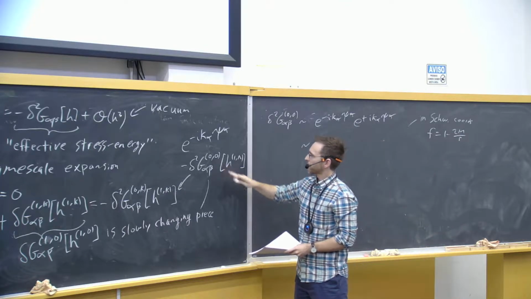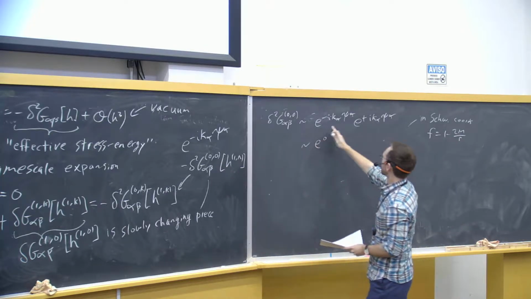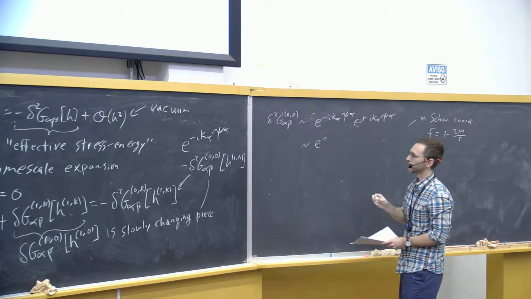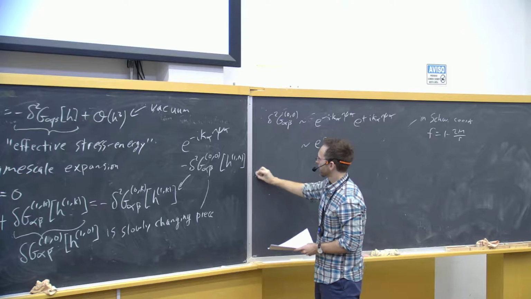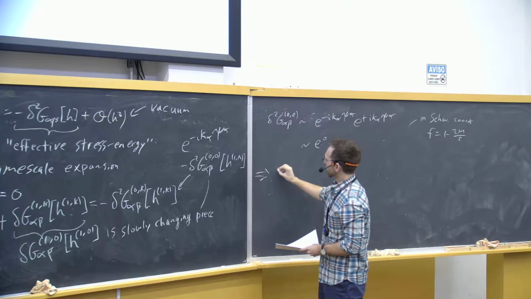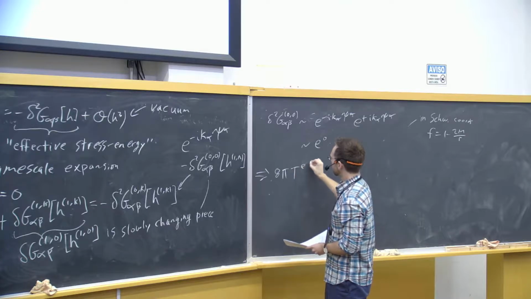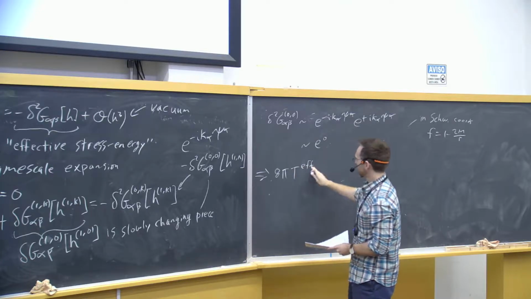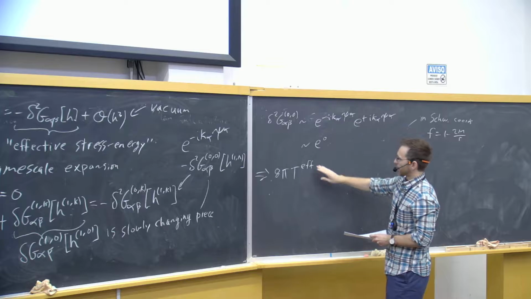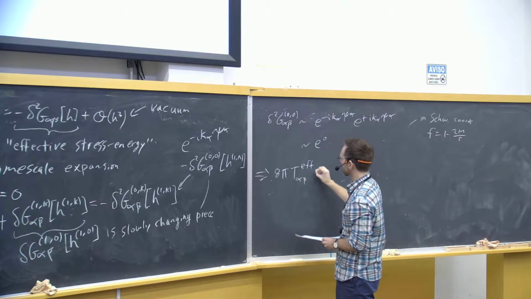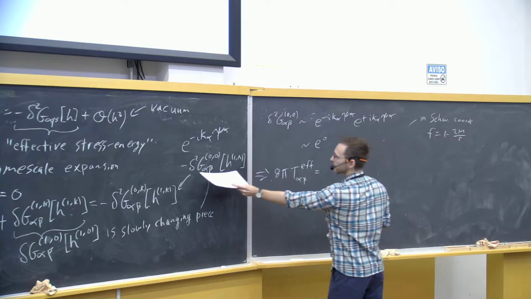So we want to pick off the non-oscillatory piece of this, which is constructed from combinations of oscillations in the first order field. So 8 pi T effective, that's the effective stress energy of the gravitational wave, is this source here.